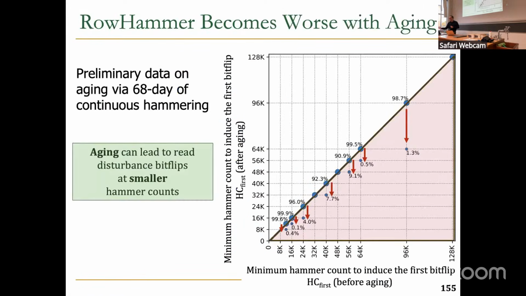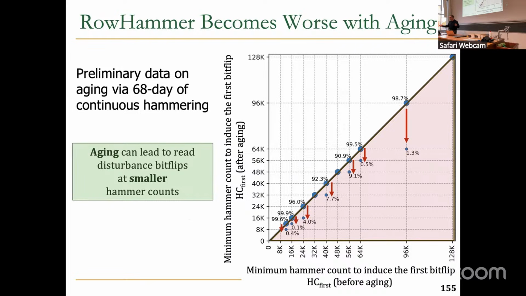So this is one of the aging studies that we did with Giray. Essentially, if you keep hammering a DRAM chip 68 days, don't ask me why 68, ask Giray. This is actually taking a lot of resource on our infrastructure. So 68 is a good number, I guess. It could be 168. Then you need to do testing for longer. But basically, this paper showed that aging can lead to redisturbance bit flips at smaller hammer counts. This is one example, aging.